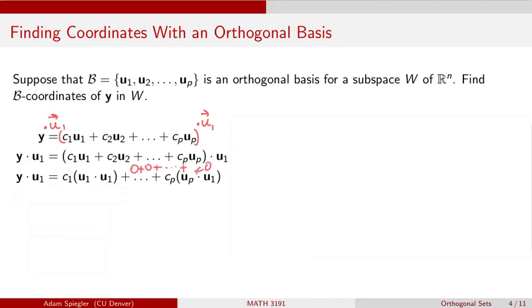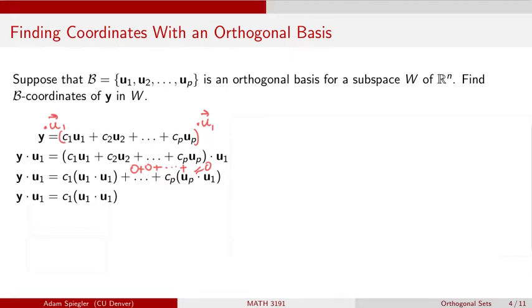So we know that all of these dot products of u1 with anything other than u1 are going to be 0. So I'm going to get 0 plus 0 plus 0. All of these other terms are equal to 0. So the only thing that will be left on the right side of this equation is this first term, c1 times u1 dotted with u1. And so now we've got an equation, and we can solve this equation for c1 to identify what the first weight would be, what the first coordinate would be for y.